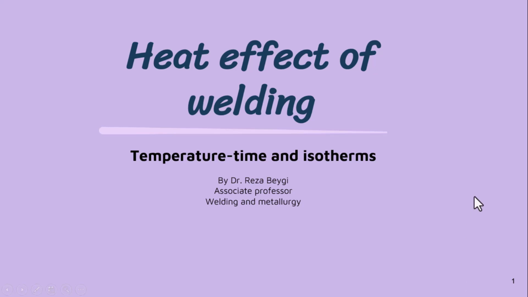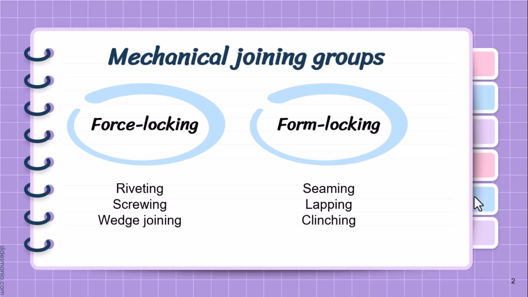In this video, I'm gonna talk about the heat effects of welding, which is a very important topic for welding procedures. To begin, first I talk about the other joining processes, for example, mechanical joining methods, to have a comparison with welding. Mechanical joining processes are classified into two groups: force locking mechanism and form locking mechanism. The force locking mechanism includes riveting, screwing, and wedge joining, and the form locking includes seaming, lapping, and clinching.